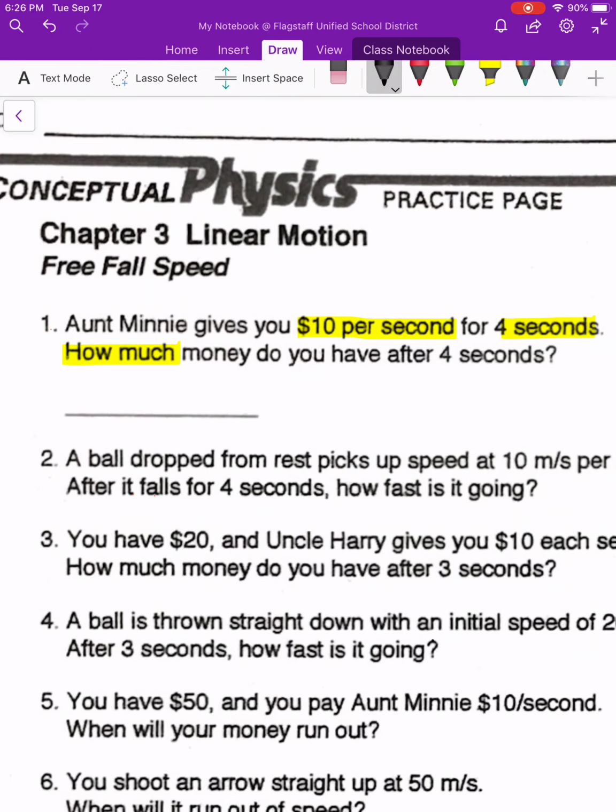Okay, so the important stuff is $10 per second times 4 seconds should give us, you see how the units cancel out, $40. Okay, hopefully that one all made sense to you guys. These first couple are pretty straightforward and you probably don't have to use much of your equations to solve them, but let's move on here.